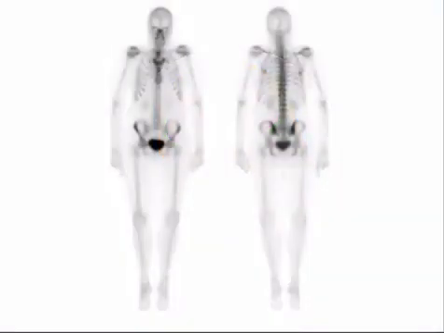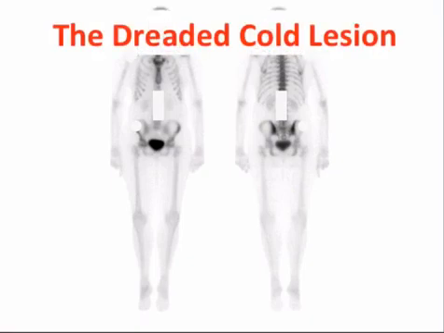All right, next case. So what if we had an area of lucency here? Okay, so we talked about stuff that was hot on bone scan. What about stuff that's cold on bone scan? Or what if we had a spot that was, let's say, cold in the hip? The dreaded cold lesion.